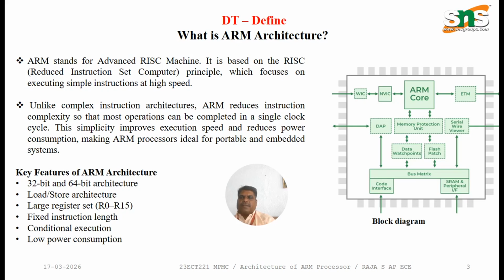Key features of ARM processors are 32-bit and 64-bit architecture, load and store architecture, a large register set available from the R0 to R15 register bank, fixed instruction length, conditional execution, and low power consumption. If you see the 8086, it consists of only R0, R1. If you see a microcontroller, it consists of only R0, R1, R2, R3. Whereas the ARM processor has a large register capacity of R0 to R15. So imagine how much the size is increased. This figure shows how the ARM processor looks.